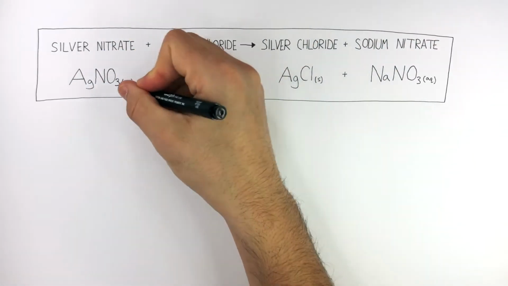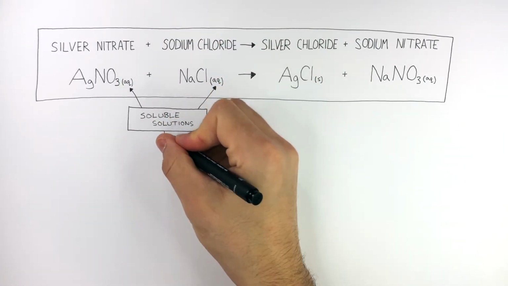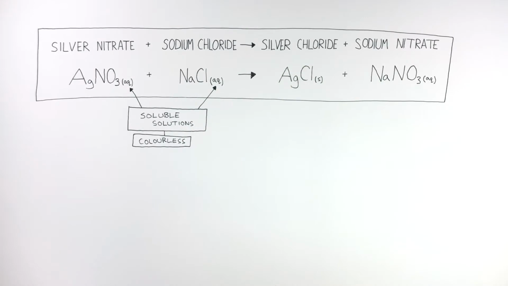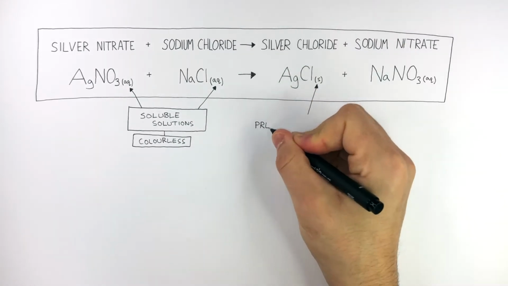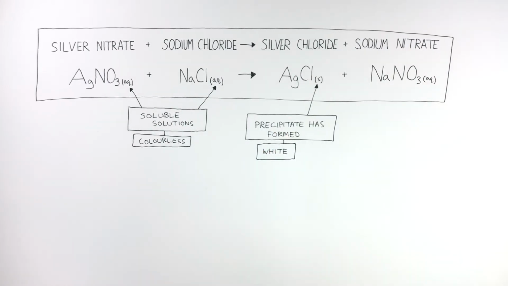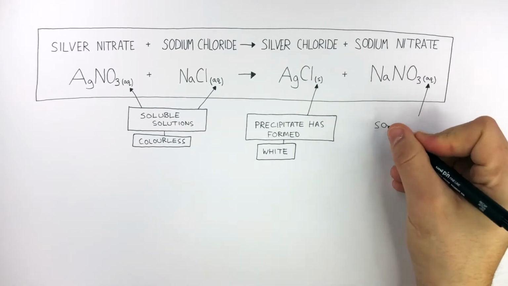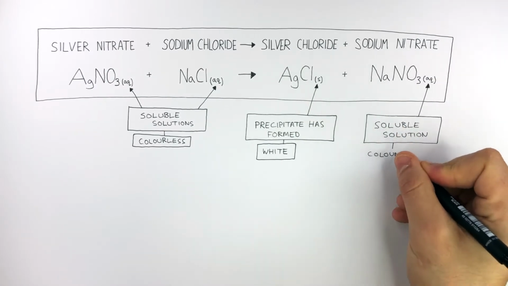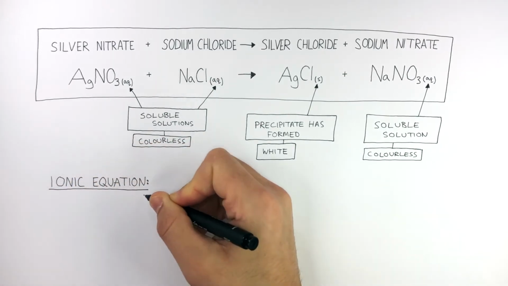These state symbols of aq tell us these reactants are soluble solutions, and we know they're colourless. The state symbol of s next to silver chloride tells us a precipitate has formed, and this is a white precipitate. And then the aq next to sodium nitrate means this is a soluble solution, and we know this is colourless as well. And this is the ionic equation below for the reaction.